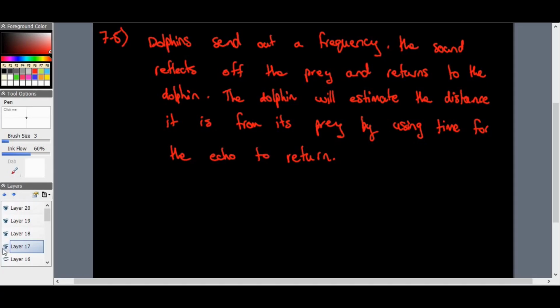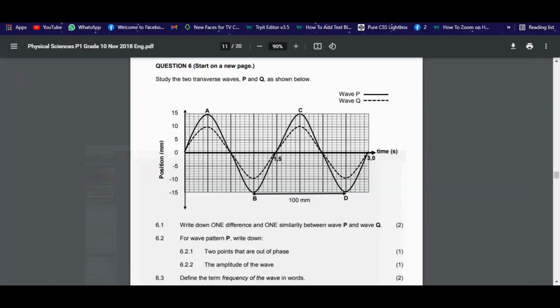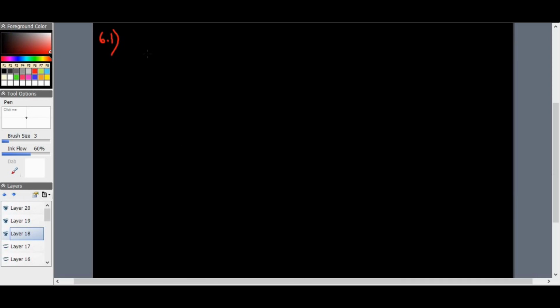Okay, so this was the previous paper. Let's exit that. Okay, cool. So I think this is still 6.1. Yes. Well, one similarity between the two is, of course, they are both transverse. Okay, they're transverse waves.